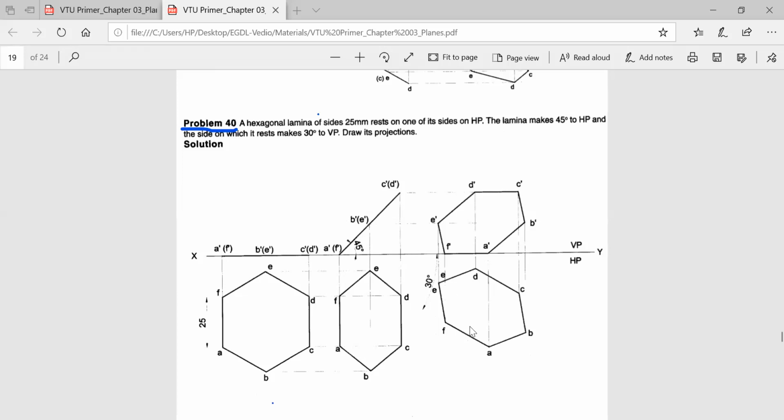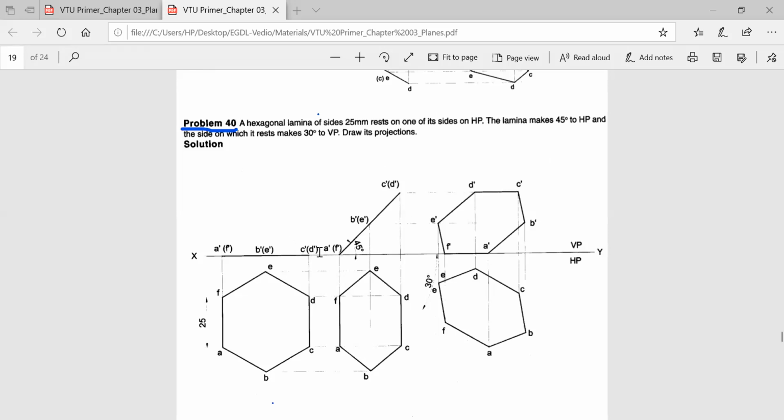If it is a problem resting on one of its sides on VP, you will start with the front view and come back to the top view. In that case, you have to take the inclination with respect to VP first and then the inclination with respect to HP. So this basic concept you should be sure of. Every time I won't be able to tell you this.